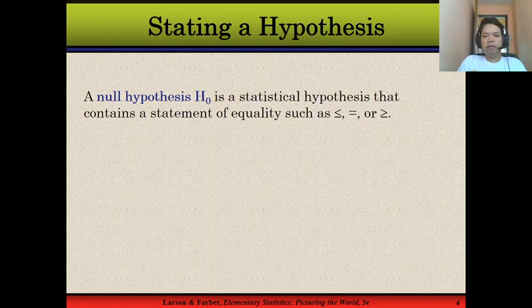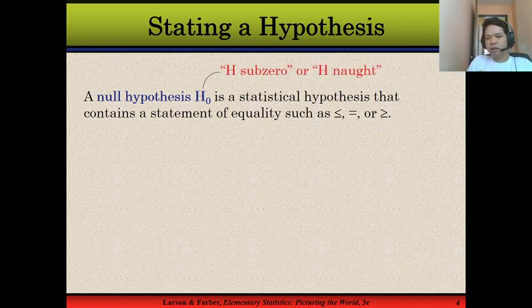So, stating a hypothesis. A null hypothesis is a statistical hypothesis that contains a statement of equality, such as less than or equal to, equal, or greater than or equal to. So, kapag kay null hypothesis, dapat nandun yung statement of equality, or in short, dapat nasa kanya yung equal sign. So, how to read yung symbol na yan? That is H sub 0 or H naught.